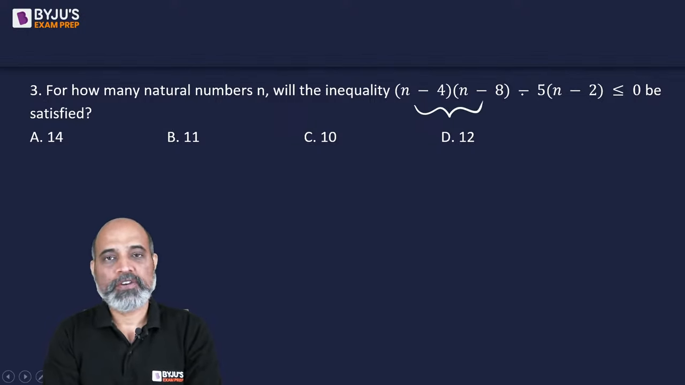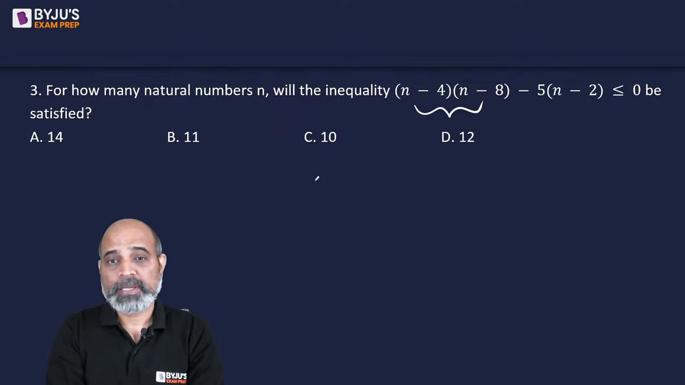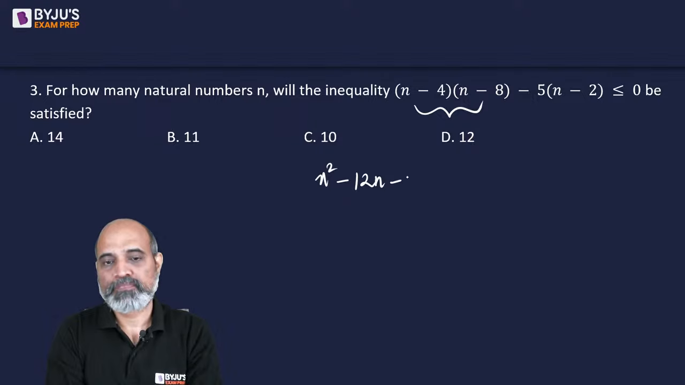So if we open the brackets, as in if you multiply these two factors, we will be getting n square minus 4 plus 8, that is 12n, plus 4 into 8, that is going to be 32, minus, if we take the second bracket, we will be getting minus 5n plus 10 and less than or equal to 0.